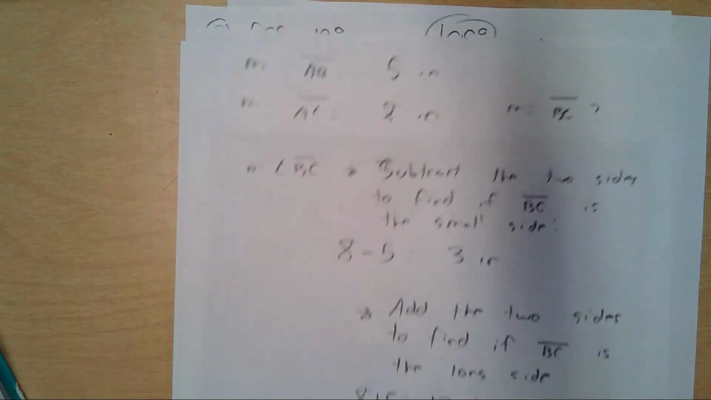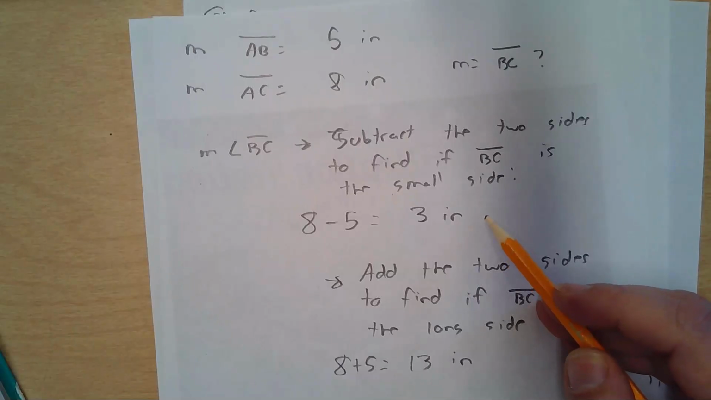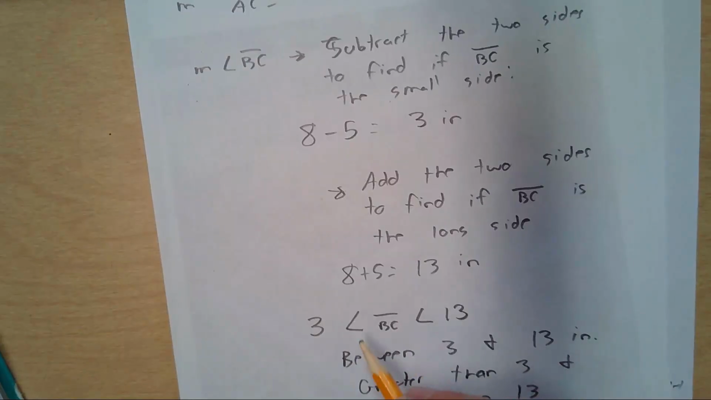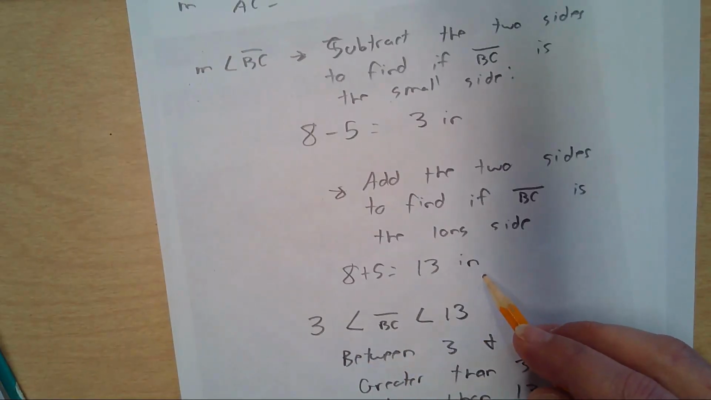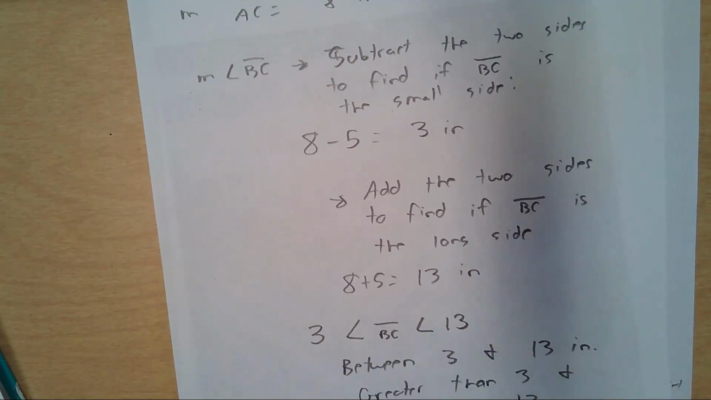So again, all I need to do is subtract the two values. That tells me if BC was the smallest side, what it would be. I need to add the values together. That tells me what BC is if it's the longest side. And again, it could be the middle side, but whatever it is, it's somewhere between 3 and 13 inches long.